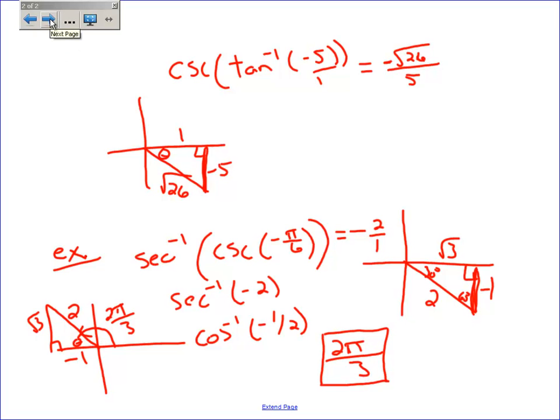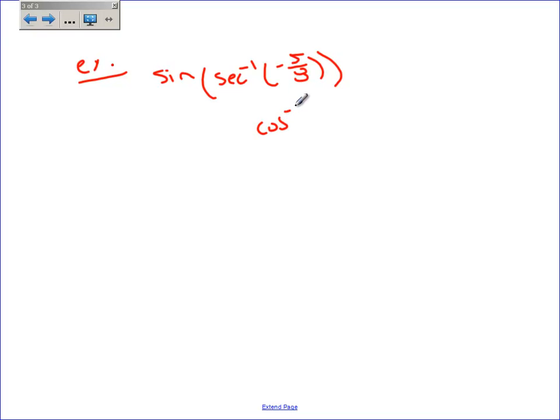Alright, let's try one more example. Let's do the sine of the arcsecant of -5/8. Again, we're going to work inside out, and let's see if we can't draw this triangle. Arcsecant is the same thing as arc cosine of the reciprocal of -5/8, which is -8/5. Get around there, Mr. 8.